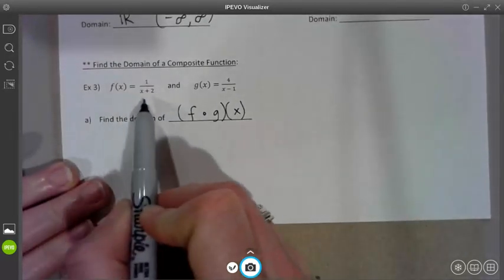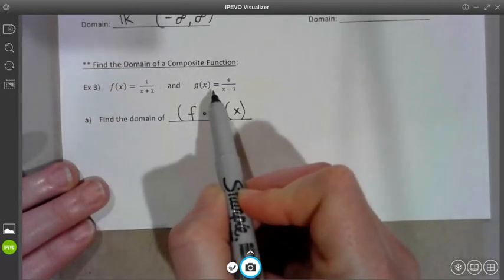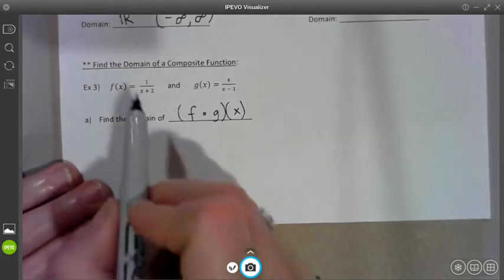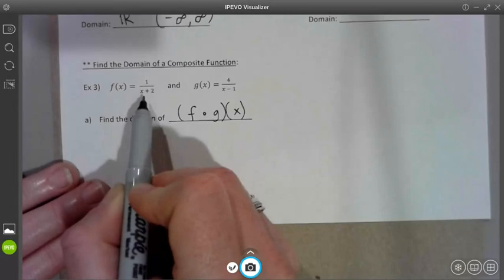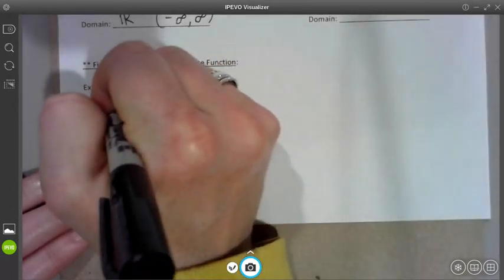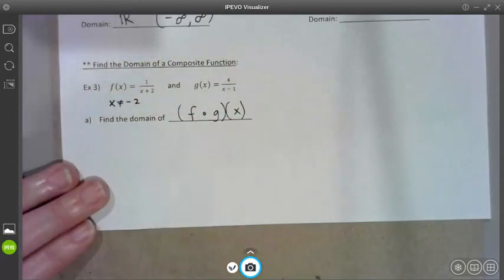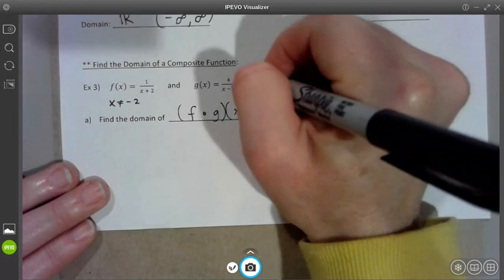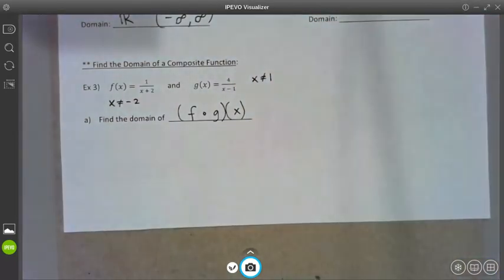So f of x is defined to be the function 1 over x plus 2, and g of x is defined to be the function 4 over x minus 1. Let's take a peek at what their domains are right now. Looking at this function, we know we would never want x to be negative 2, right? We'd never want to divide by 0. So f of x has a domain where x would never be negative 2, and g of x definitely has a domain where x would never be 1. Sometimes it's nice to take note of what those domains are before you even get started, just to have a starting off point, okay?